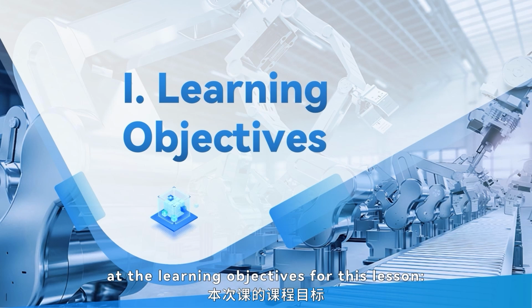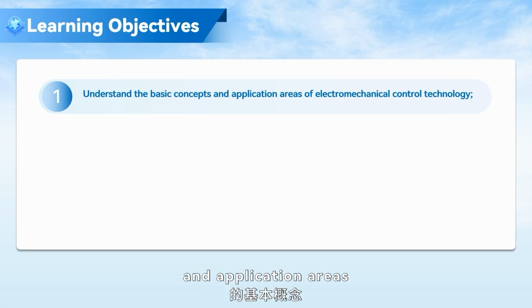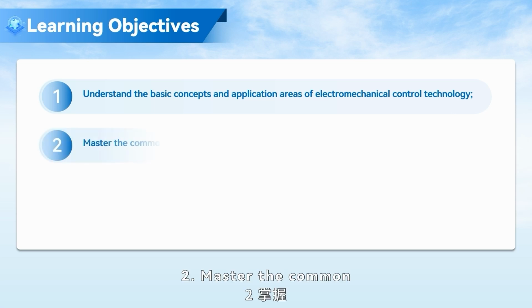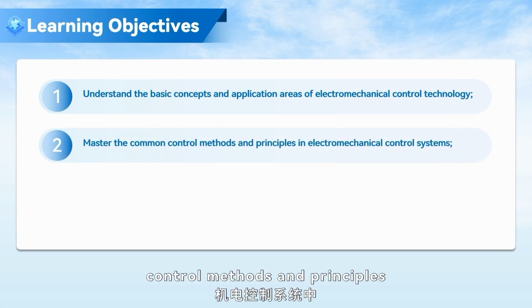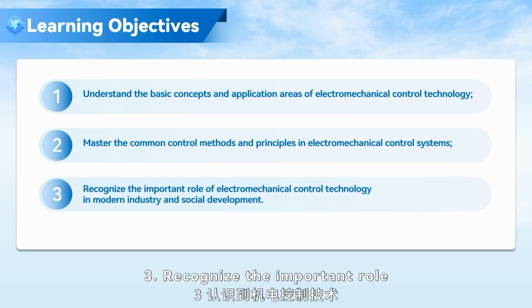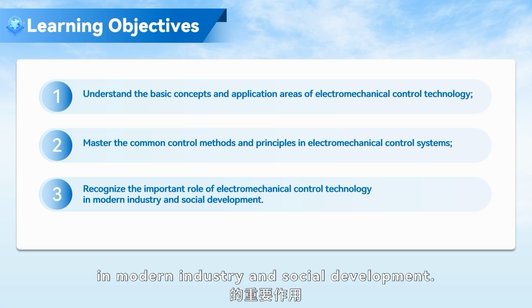Now let's take a look at the learning objectives for this lesson. 1. Understand the basic concepts and application areas of electromechanical control technology. 2. Master the common control methods and principles in electromechanical control systems. 3. Recognize the important role of electromechanical control technology in modern industry and social development.